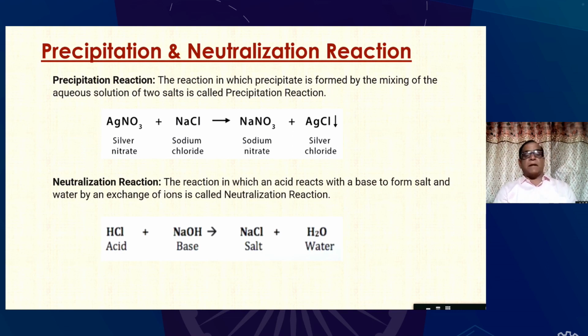Now the neutralization reaction: the reaction in which an acid reacts with a base to form salt and water by an exchange of ions is called a neutralization reaction. Acid reacts with base to form salt and water. These types of reactions are known as neutralization reactions.